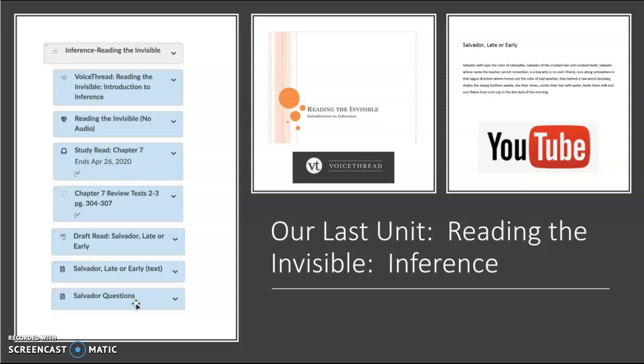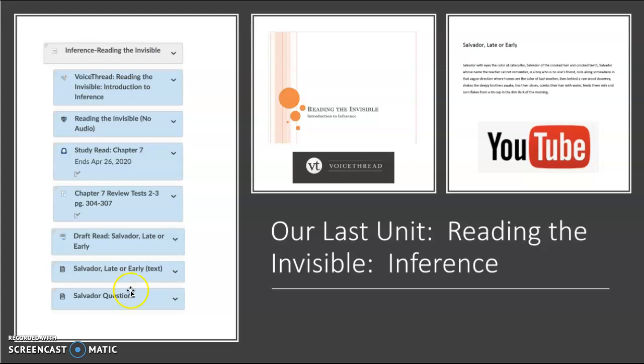So, actually, it's not a Word doc. These are PDFs. I don't have a Word doc for them, and I don't know how to convert them. I tried and I couldn't. So, you're just going to have to take notes in your notebook. Read them on your computer and take notes in your notebook. That's just fine. It'll work just fine.